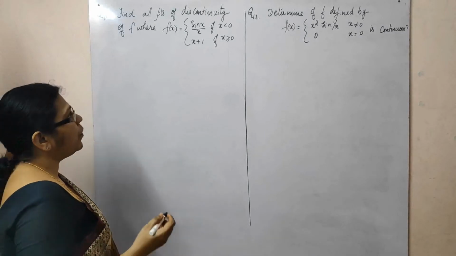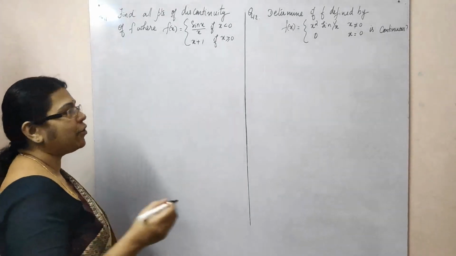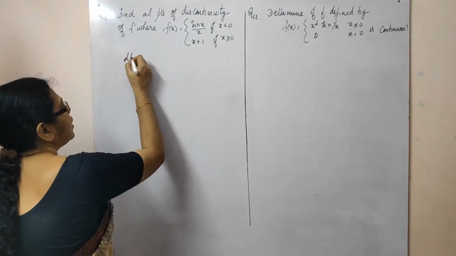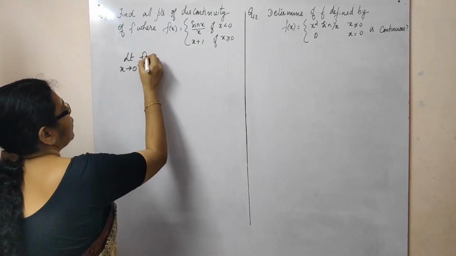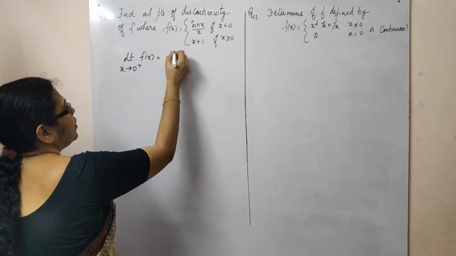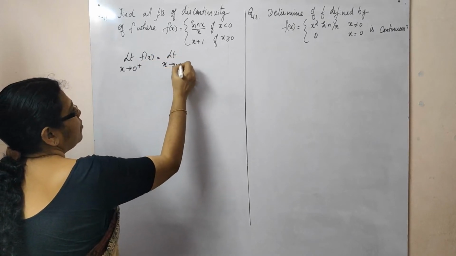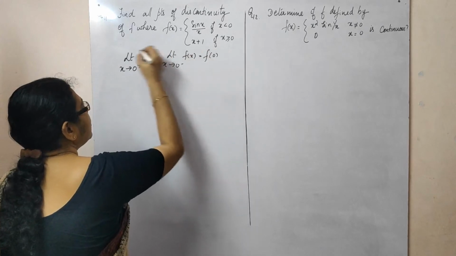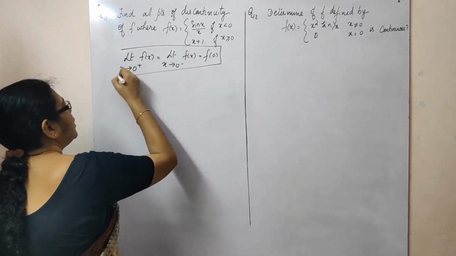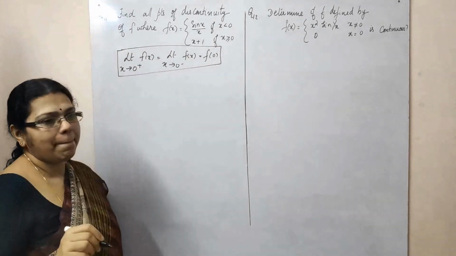So, to check for all points of discontinuity, I will check whether limit x tends to 0 plus f of x is equal to limit x tends to 0 minus f of x, which is equal to f of 0. Now I am going to check only for this. Why am I checking only for this?